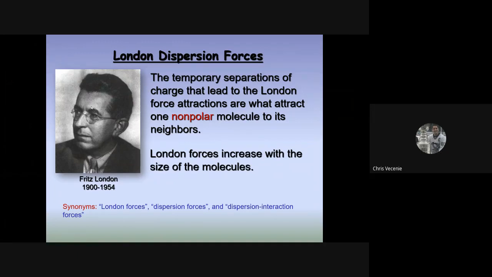If you read about instantaneous dipoles, that's talking about London dispersion. They give it a bunch of names, but the moral of the story is simple. What types of things have London dispersion? Everything. Everything has London dispersion.